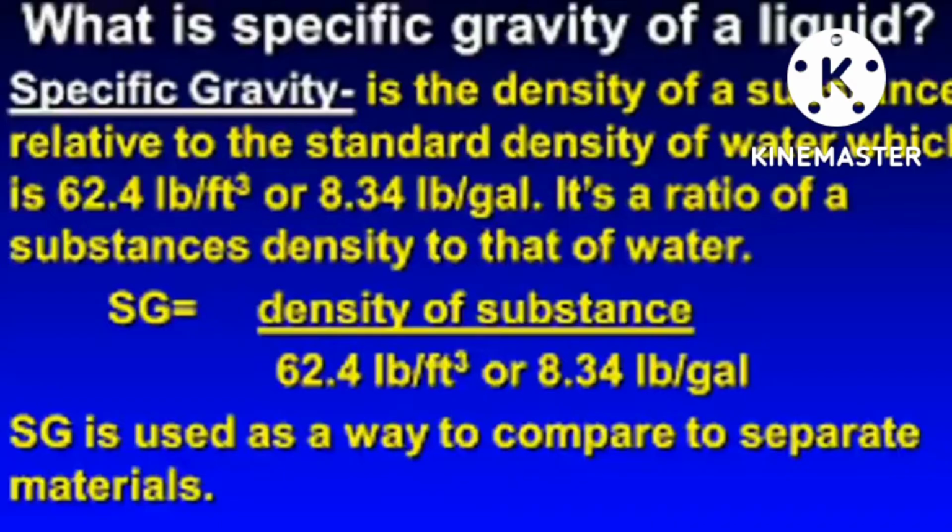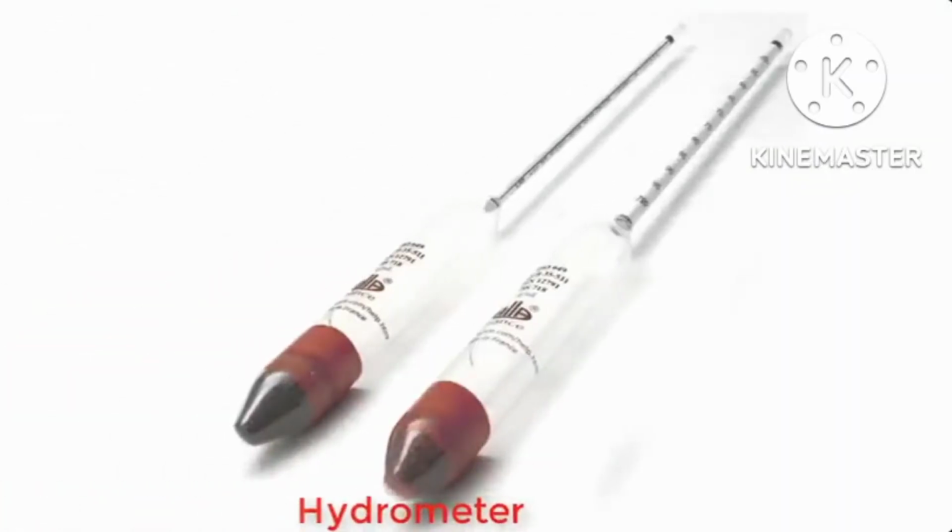Specific gravity is measured with an instrument called a hydrometer. For details of how to measure the specific gravity of a substance in reference to water, I have dropped a link below this video. Click on that link for more details on that.